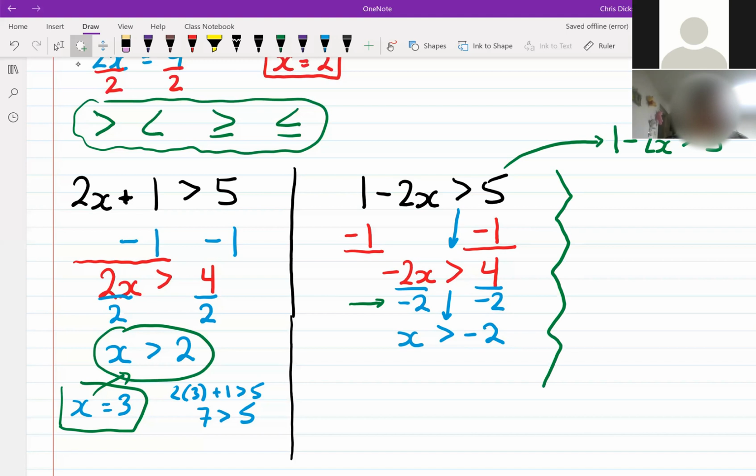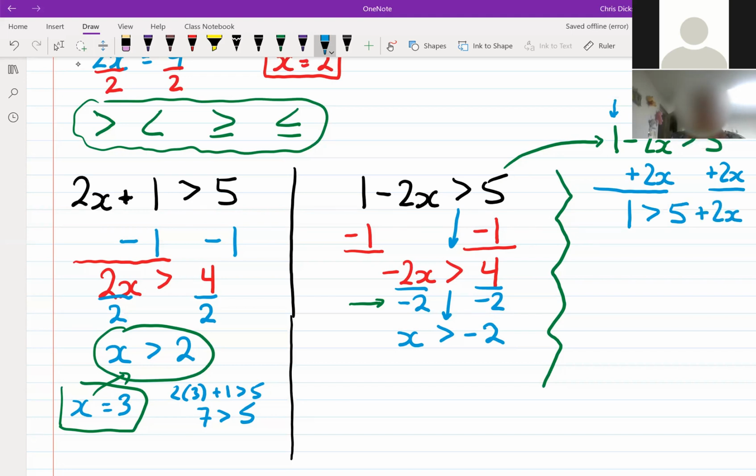So instead of subtracting 1 from both sides, I'm going to add 2x to both sides. I'm going to add 2x here, and I'm going to add 2x here. I'm doing that to get rid of the 2x on the left side. So I know that negative 2x plus 2x is 0. So I'd be left with a 1 here. That 1 would be left behind. And then I get bigger than 5 plus 2x.